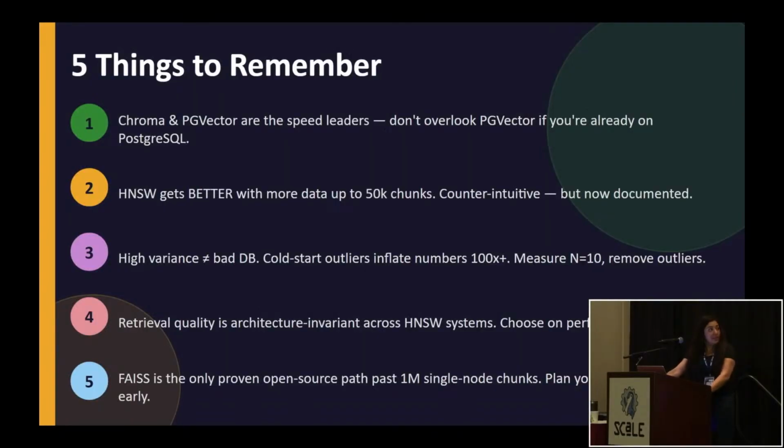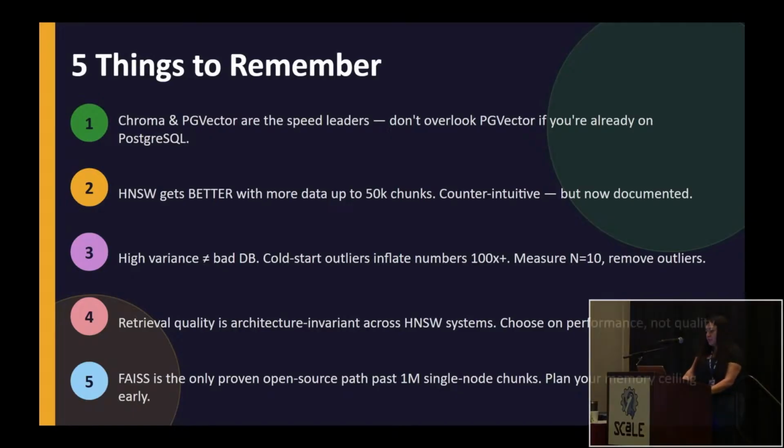And lastly, 5 things to remember. Chroma wins on raw speed, but pgvector is second. HNSW graph maturation is a real phenomenon. Performance improves as data grows. High variance in benchmarks almost always reflects cold start initialization. With n equals 10, outlier removal, we can tell the true story. And then all HNSW DBs return identical retrieval quality. So we need to stop evaluating on this dimension.